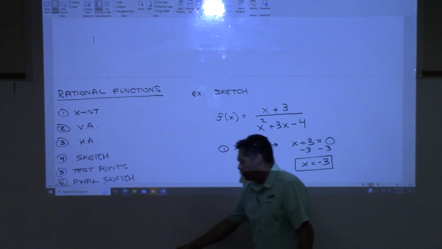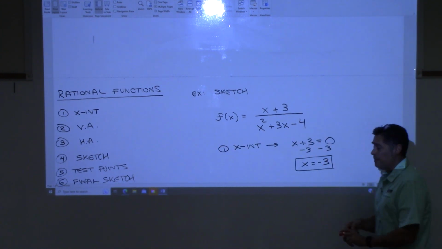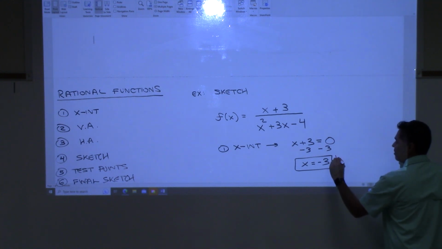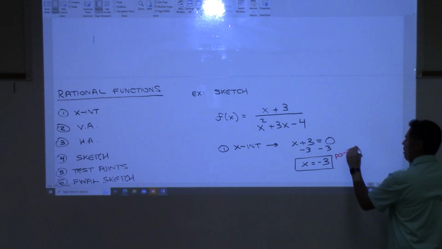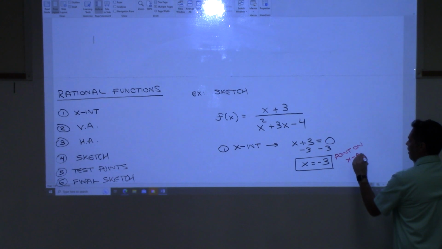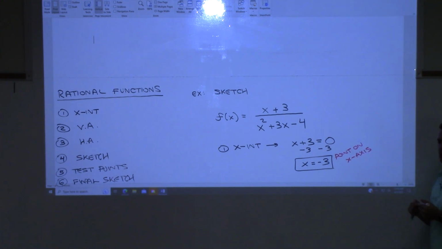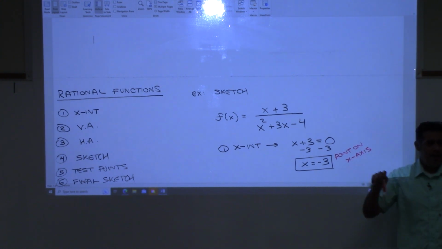Now I will remind you of what this actually is. This is a point, right? This is a point on the x-axis, right? That's what that's going to be. When we draw this at x equals negative 3, we're going to put a dot there, and that's part of our graph.